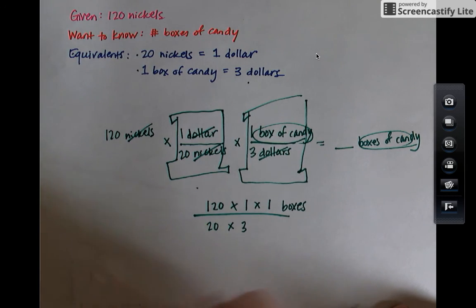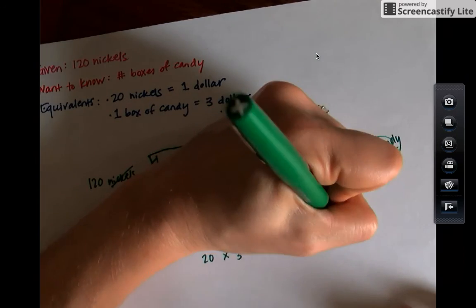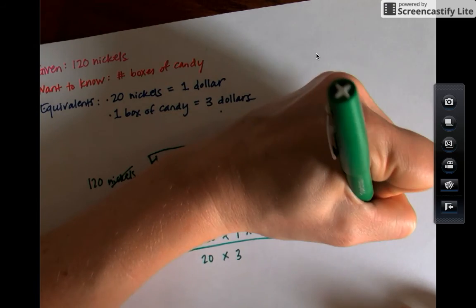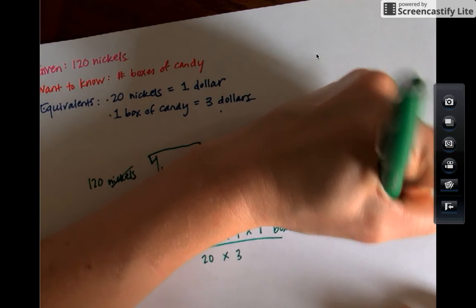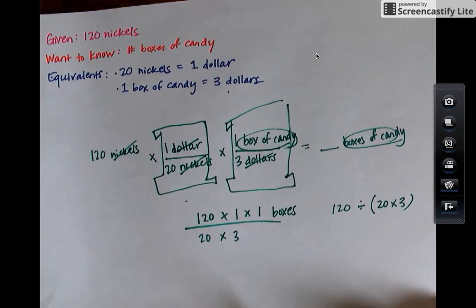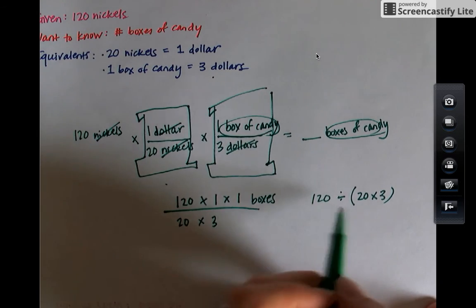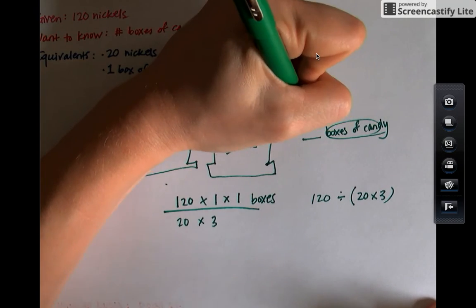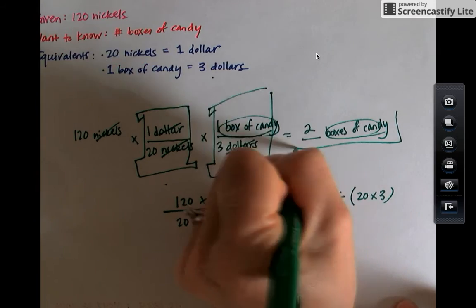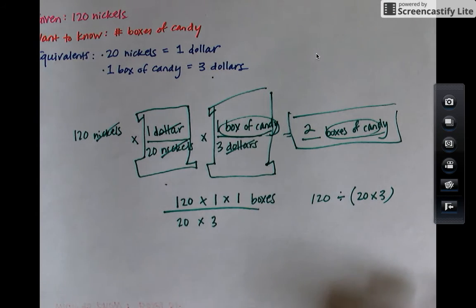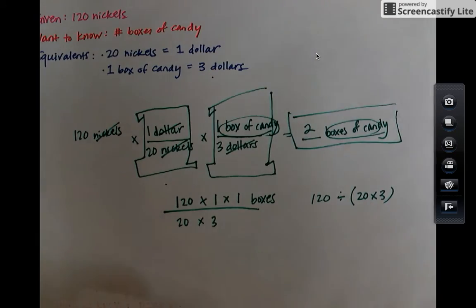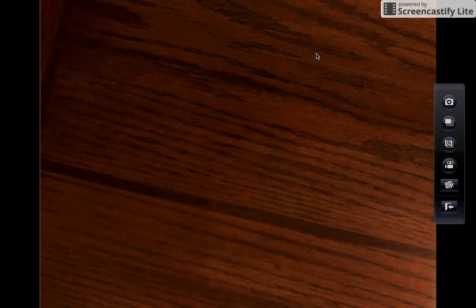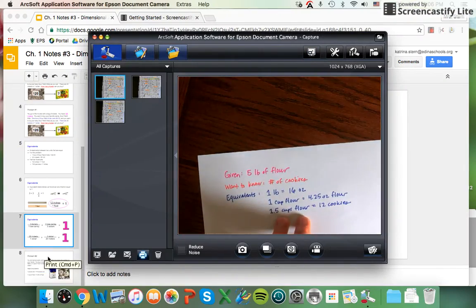So I can just type this into my calculator as 120 divided by 20 times 3, because those are just ones. So this works out to be 2 boxes of candy, and that's how many boxes of candy we can make. So let's try another practice problem, just so that you can get the hang of this.